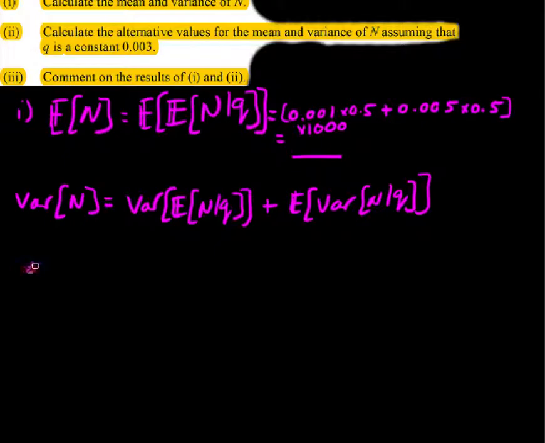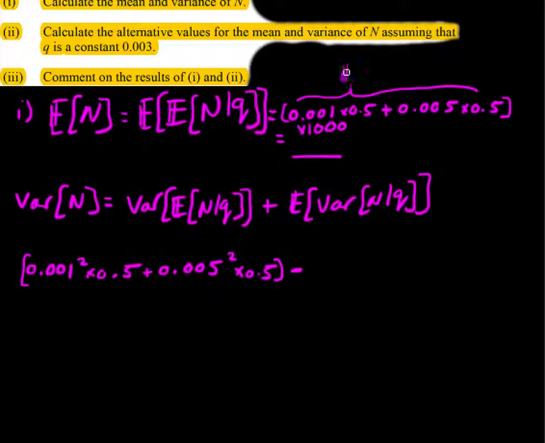So let's first find the second moment of Q. So we're going to be taking this bit squared, so Q squared times the probability of that, and then we have the other one squared, 0.005 squared times a half. Okay, and that right there is the second moment of Q. Then we're going to be minusing this bit, so I'll just say that's the expected value of Q, and I'll just include that there, all squared. Okay, and this is E of Q squared.